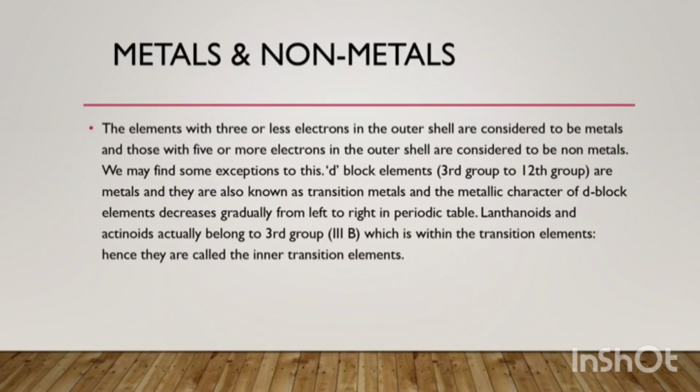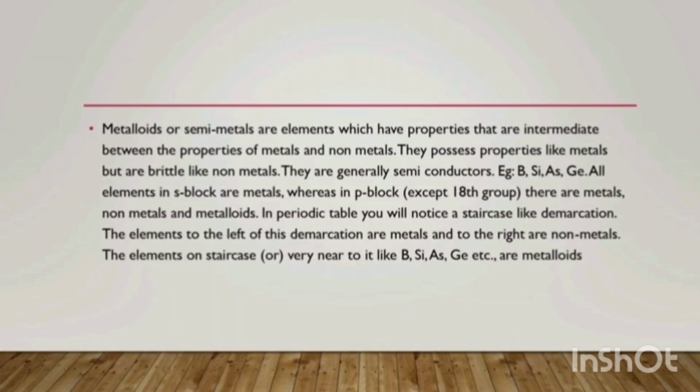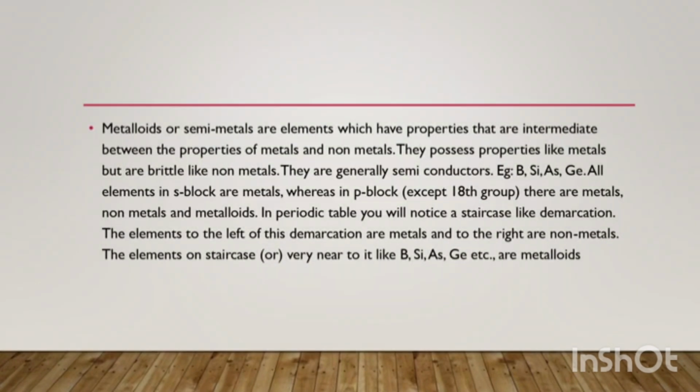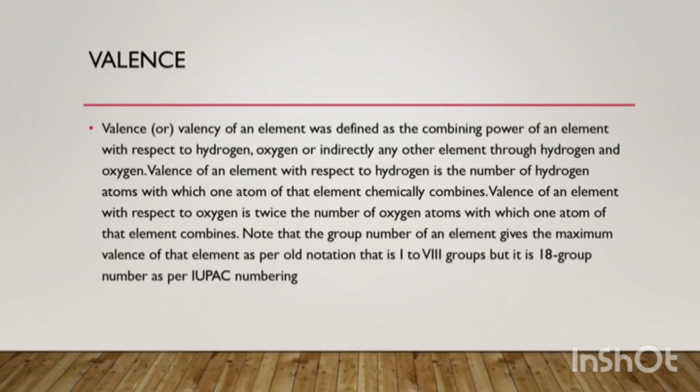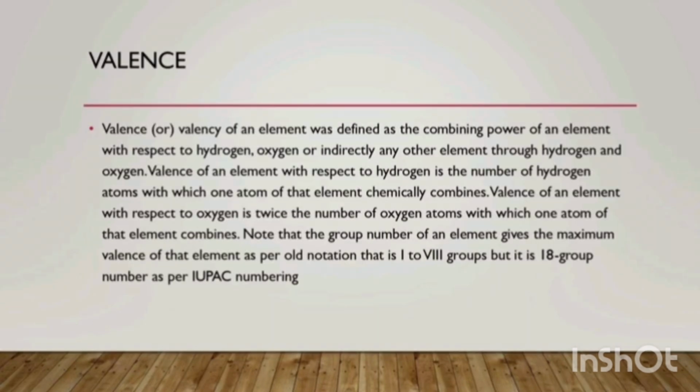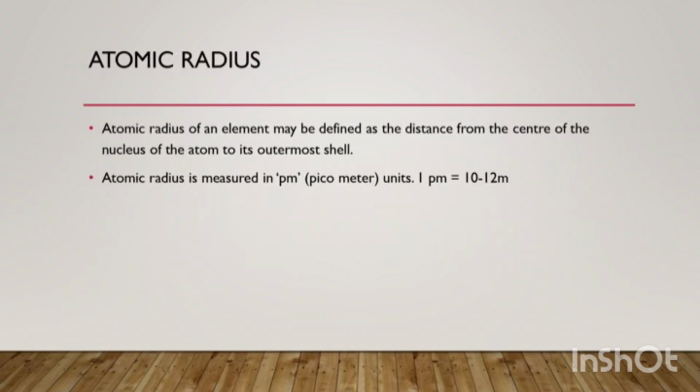Let's start with metals and non-metals. Elements with 3 or fewer electrons in the outer shell are considered metals, and metalloids or semi-metals are elements which have properties intermediate between the properties of metals and non-metals. So they possess properties like metals but are brittle like non-metals. They are generally semiconductors. Next is valency. Valency of an element is nothing but the combining power of the element with respect to oxygen, hydrogen, or indirectly any other element through hydrogen and oxygen. So valency is nothing but the combining power of an element to combine with others.